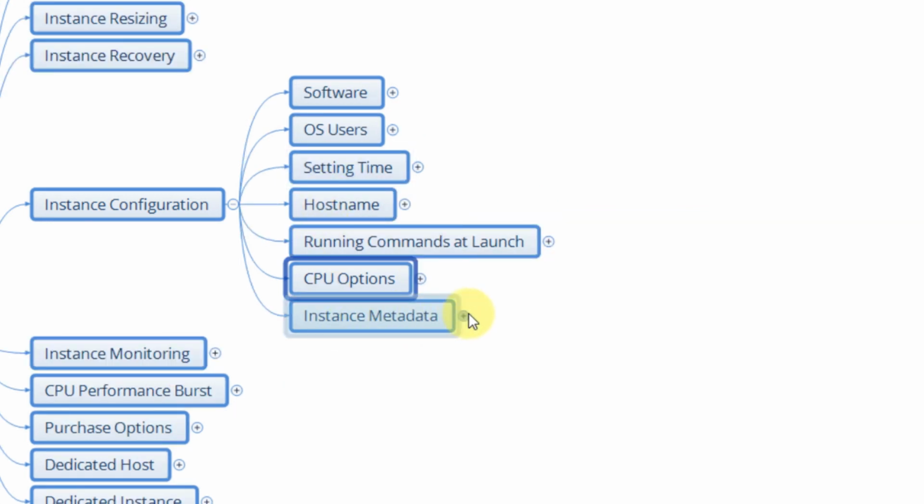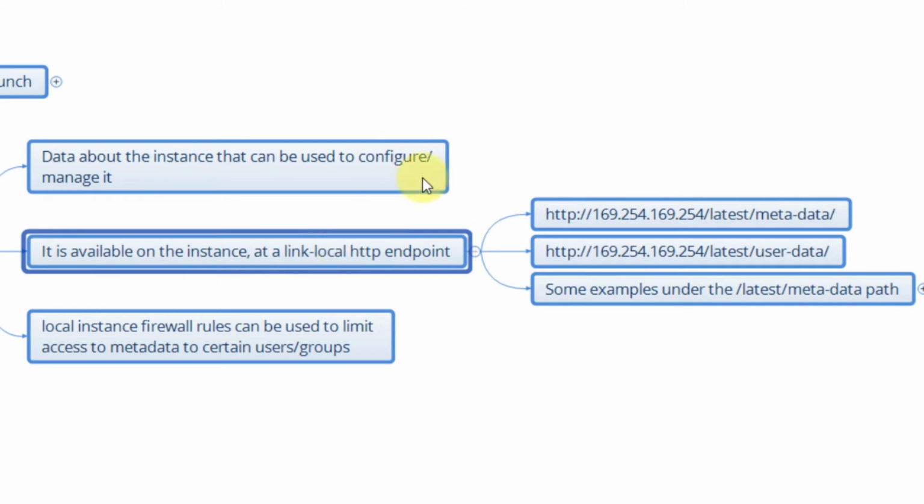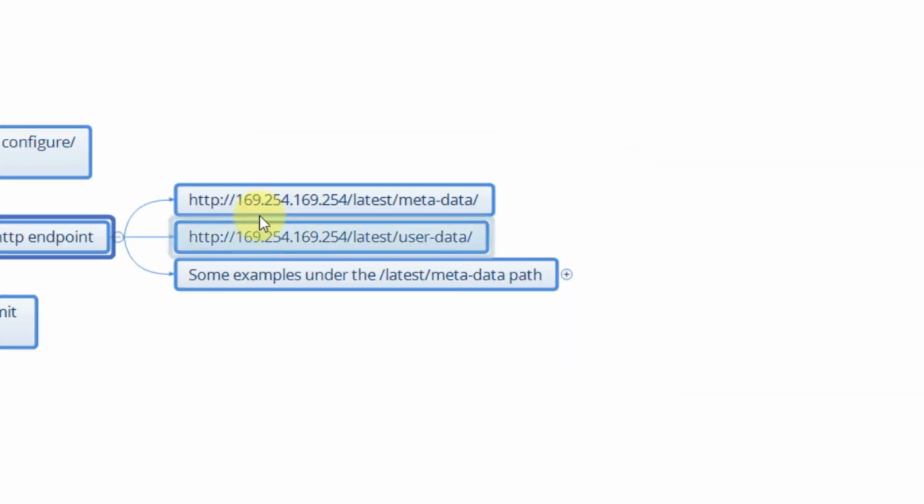And finally, instance metadata is an important aspect of instance configuration. So what is instance metadata? It's data about the instance that is used by configuration scripts and that is set by AWS. This data is available on the instance at a link-local HTTP endpoint. So these are some endpoints: 169.254.169.254/latest/meta-data or /latest/user-data. And this is the same user data we talked about earlier, which you can pass in to run scripts at launch.